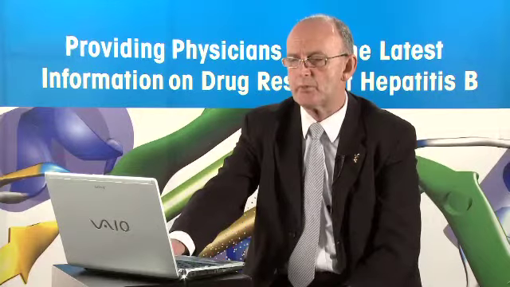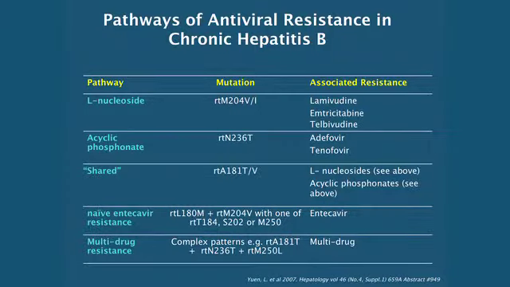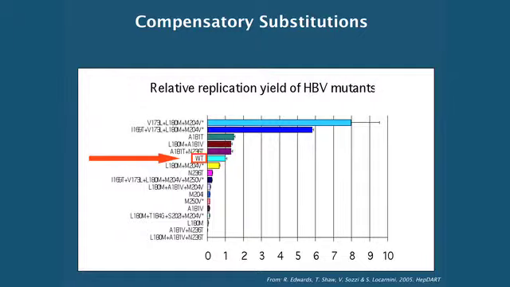In recent times we're seeing more of the multi-drug resistant pathways where patients switch from one pathway to another, and complex patterns such as RT-A181T plus the N236T or the M250L are being identified, and we call this a multi-drug resistant pathway. The second group of substitutions I want to talk about are the compensatory mutations. On this graph I've plotted the relative replication yield of particular hepatitis B variants and that pattern of the number of mutations or the pattern of mutations associated with those particular isolates.